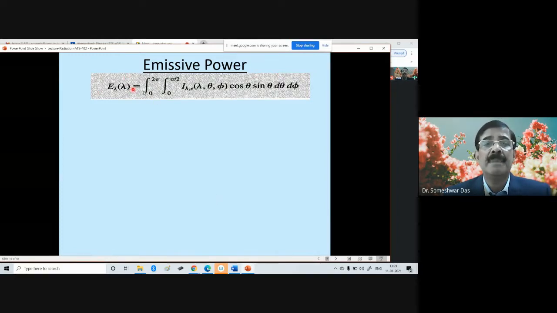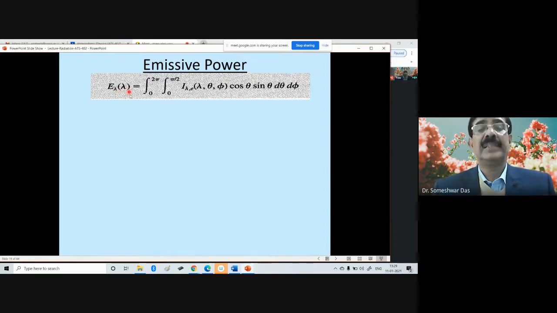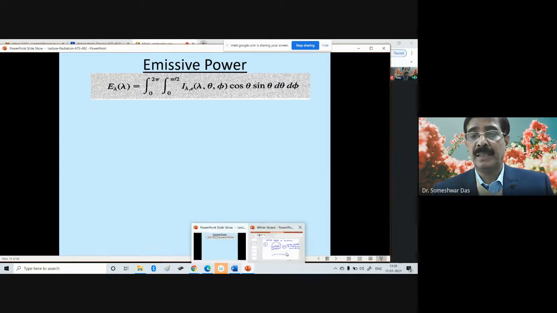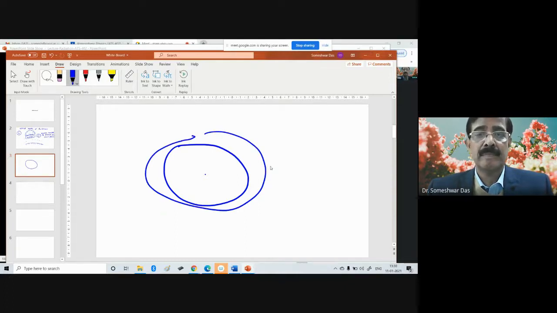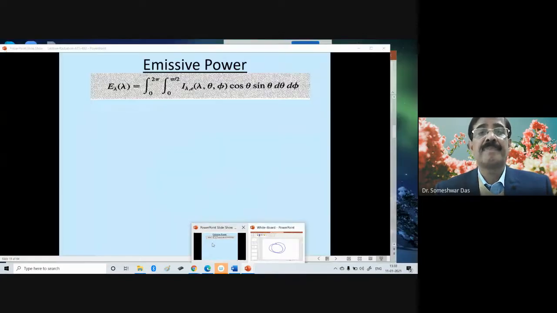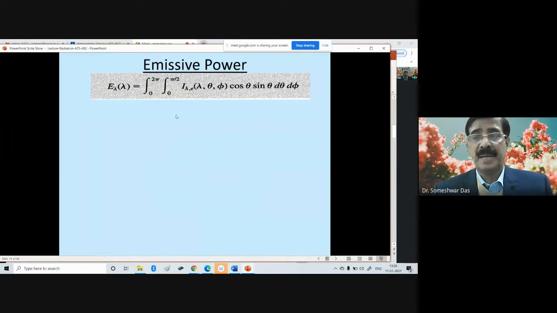The emissive power E lambda, which is a function of lambda, is given by integration in all directions, 0 to 2 pi. That means integration in all directions on a solid surface of the earth. Suppose this is your earth surface, and you are trying to integrate radiation in all directions. And 0 to pi by 2 means vertically.